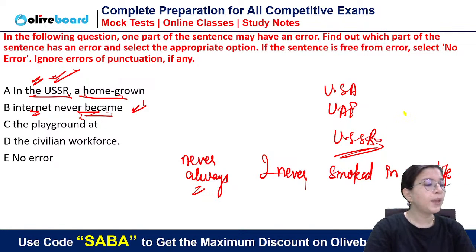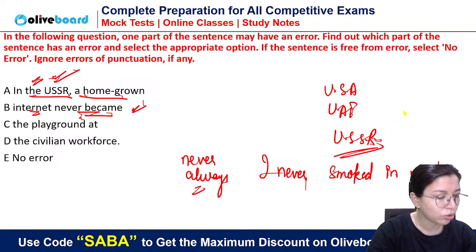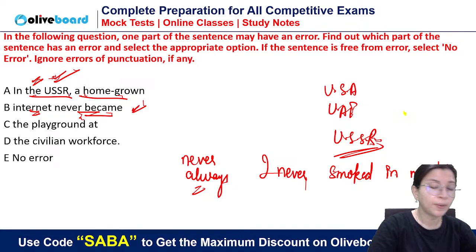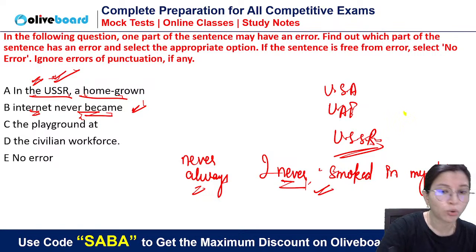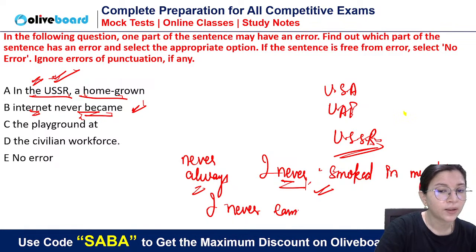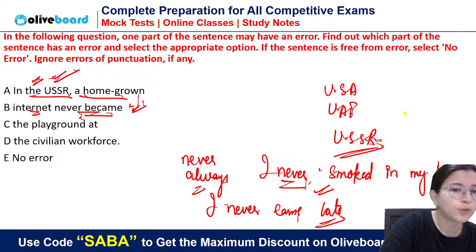So never can be used to denote your past habit also, कि मैंने अपनी लाइफ में कभी स्मोक नहीं किया. अब नहीं पता मैं स्मोक करती हूँ कि नहीं करती हूँ, that we don't know, but I never smoked in my life. Okay, so we can have never with past indefinite tense also. I never came late. So this we can use for past indefinite tense. So this part is absolutely correct.